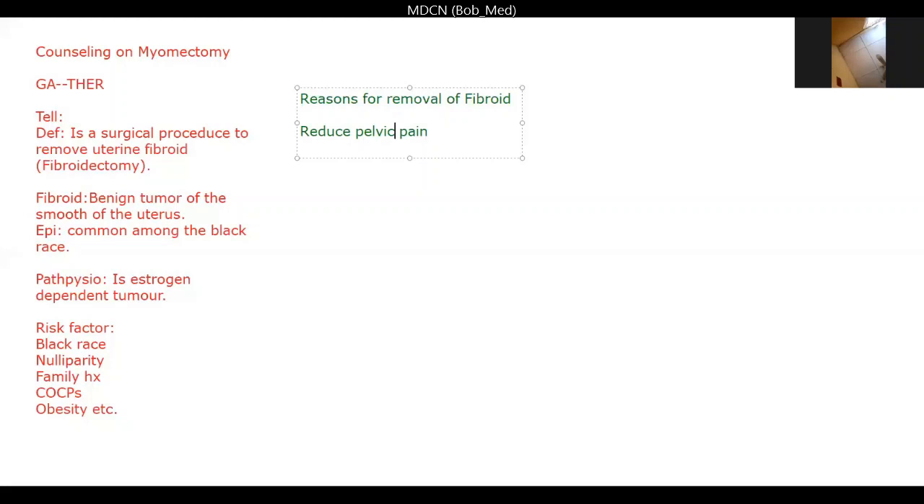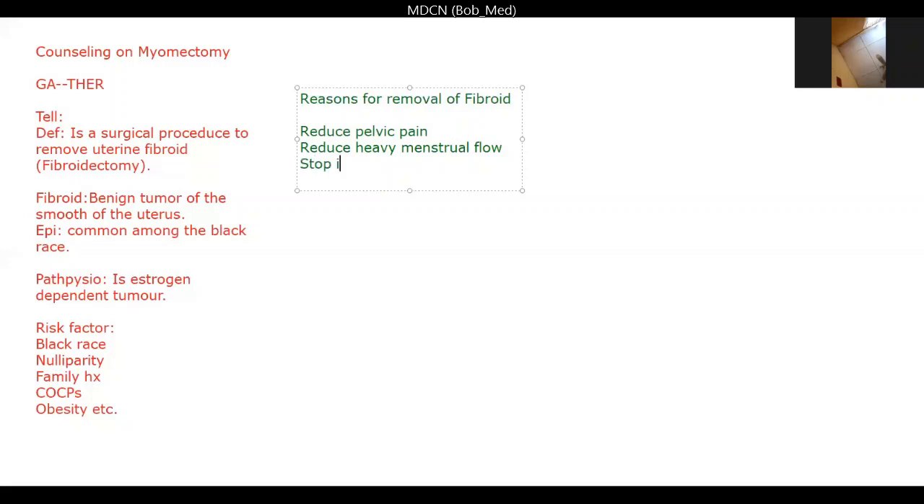And also to reduce menstrual flow. Don't forget, somebody who is having fibroid is having menorrhagia, metrorrhagia, menometrorrhagia. The patient is having everything. So to reduce heavy menstruation or heavy menstrual flow. Apart from reducing menstrual flow, also you want to stop irregular bleeding.